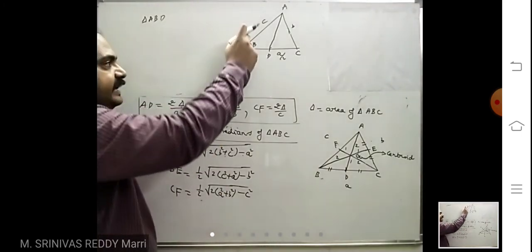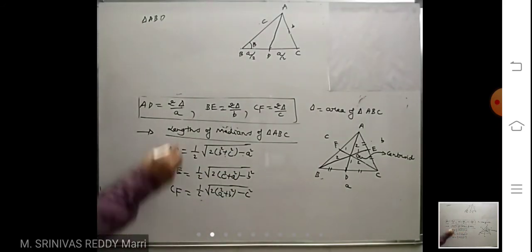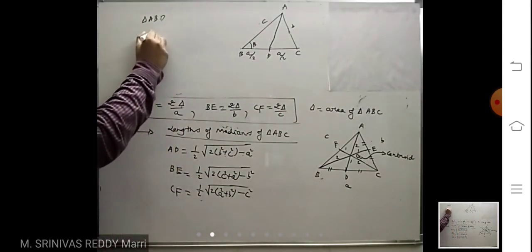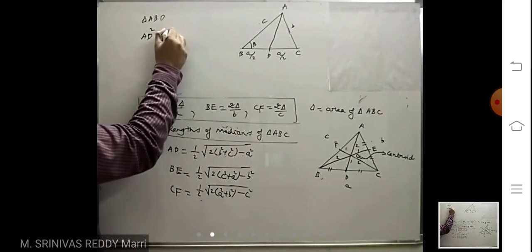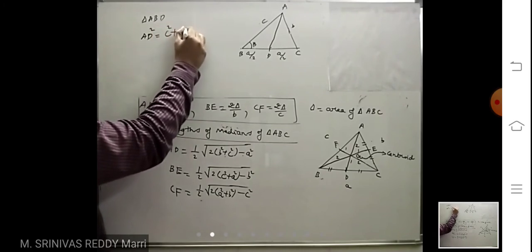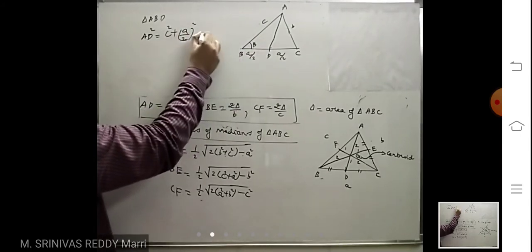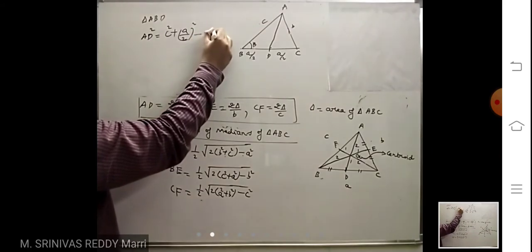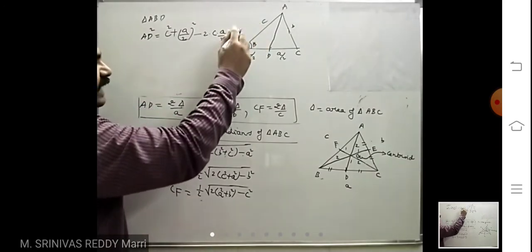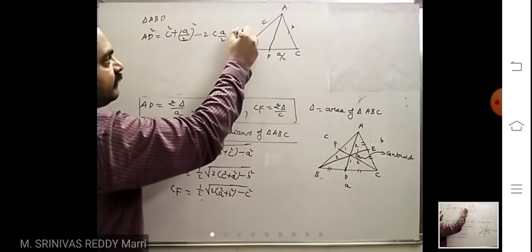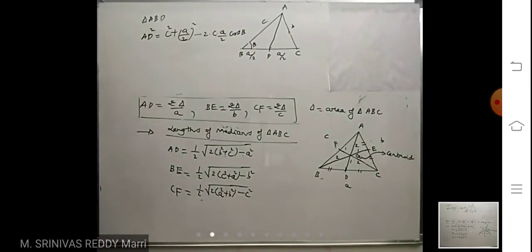If two sides and their included angle are known, how do we calculate the third side? By using the cosine rule. So AD square equals C square plus A by 2 whole square minus 2 into C into A by 2, that is 2 into this side, into the cos of the angle between them.